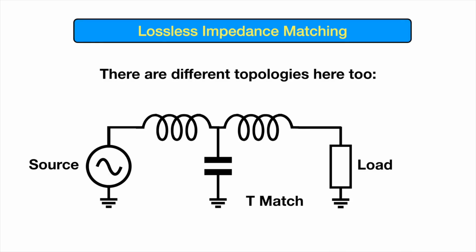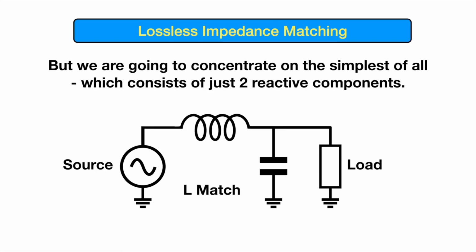Closely related to that is the T match. No prizes for guessing why, because it looks like a capital letter T, and again that's just got one central parallel shunt and two series reactive elements to it. But we're not going to think about either of those. We're going to keep it as simple as it gets.